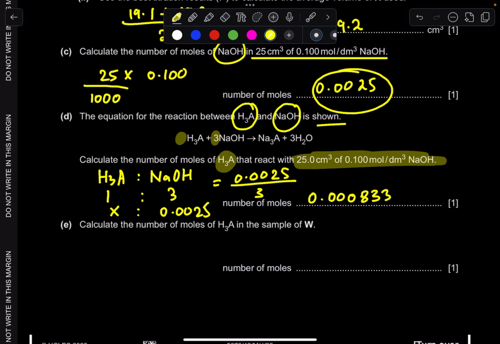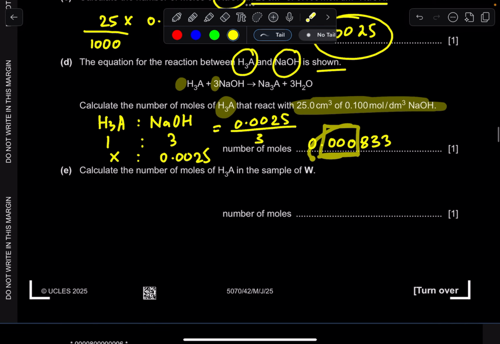I just tried to write it to three decimal places. Or you can write it to two significant figures, because these zeros are not significant. Not decimal places, two significant figures is what I tried to write.